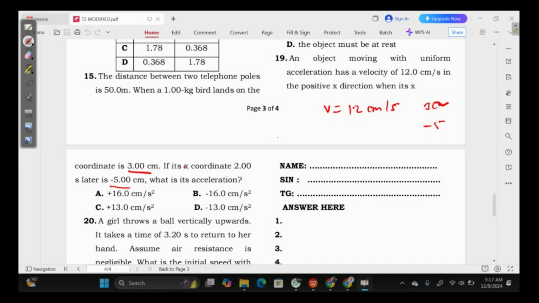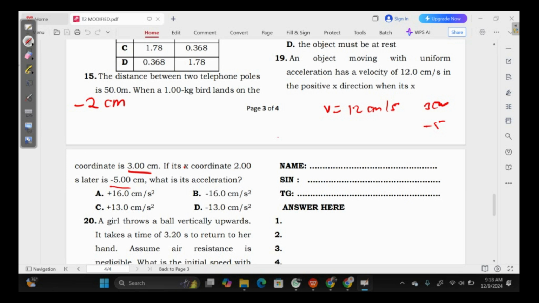So we have now to add the displacement. Remember, the displacement is a vector quantity. So when I add the 3 plus negative 5, what am I going to get? It's negative 2. Negative 2. So we are now dealing with negative 2 centimeters. So this is the distance which we have now, the displacement.